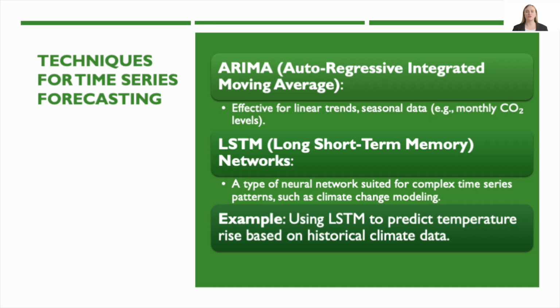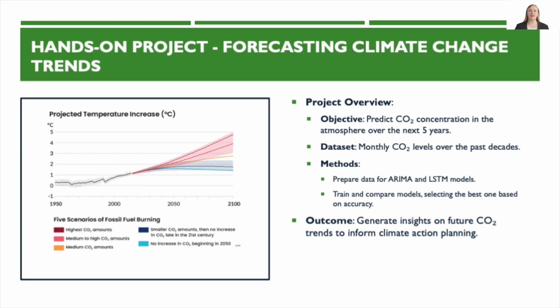LSTM, Long Short-Term Memory networks. LSTM is a type of neural network suited for complex time series data with non-linear patterns, like those found in climate models predicting temperature rise. Each of these methods is useful for different data types. ARIMA is simpler and faster, but limited to linear patterns, while LSTM can capture more complex patterns, but requires more data and computational power.